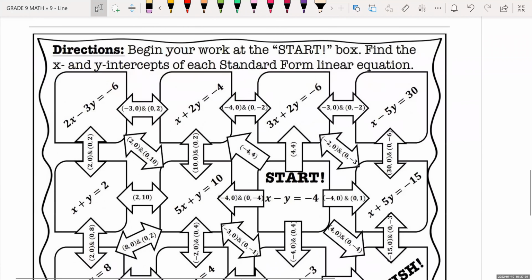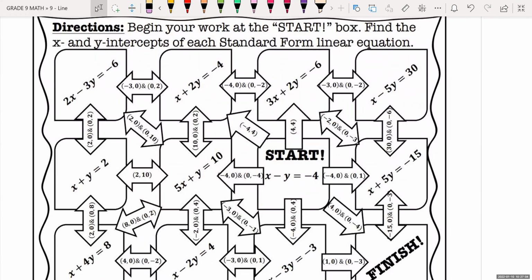And then the other activity is this maze activity. Begin your work at the start box, find the x and y intercepts of each equation. Each one will have only one correct answer. So for example, you start over here, get another piece of paper, figure out what the x-intercept and y-intercept is, and then you look at these arrows to see which one is the matching answer. So for example, this one, when y is equal to 0, x is going to equal -3. So it's going to be this direction. That means you're going to shade this in and then go to this question next. The question sheet, okay, I'm going to stop the recording now.